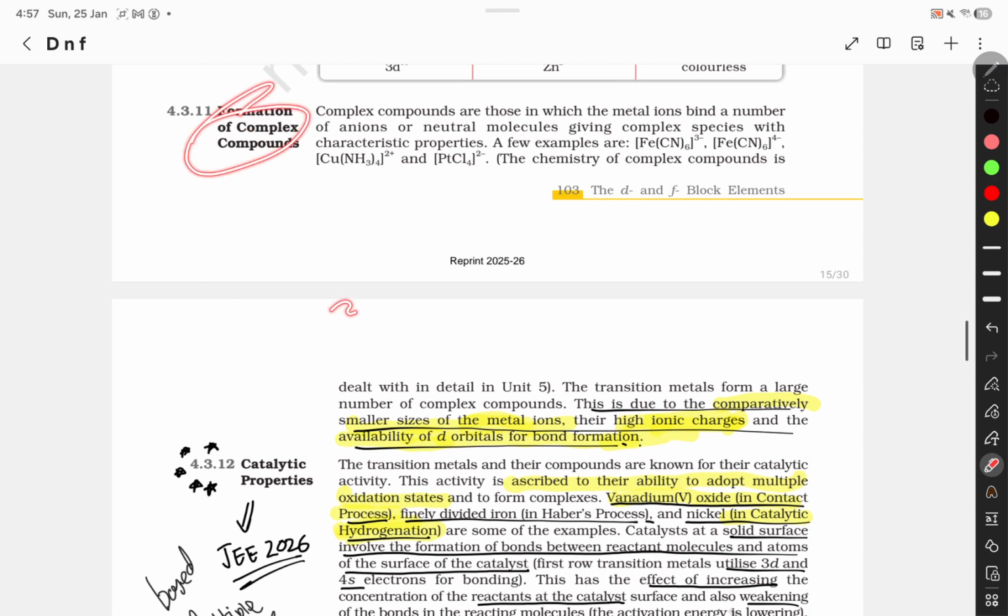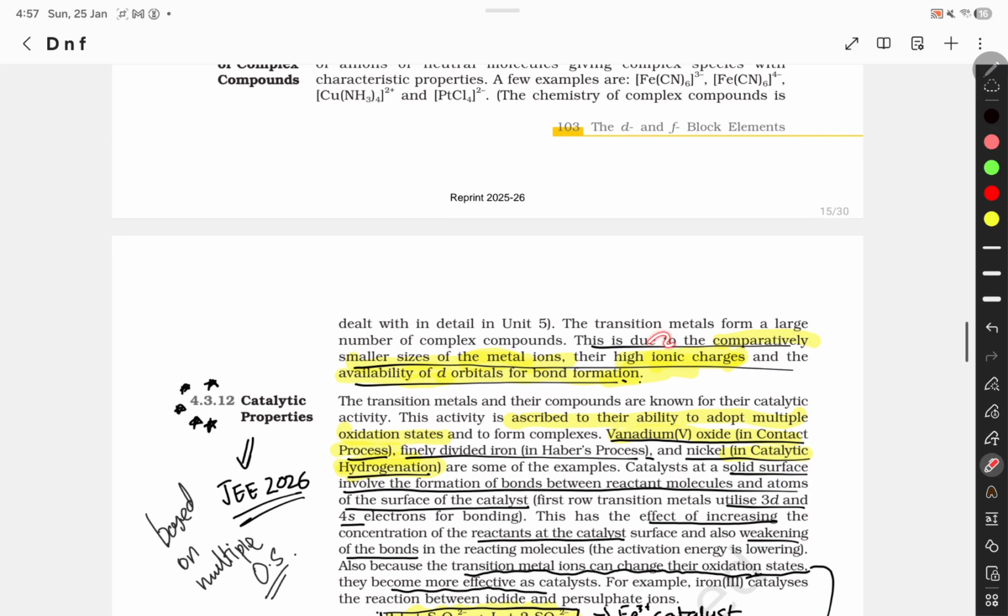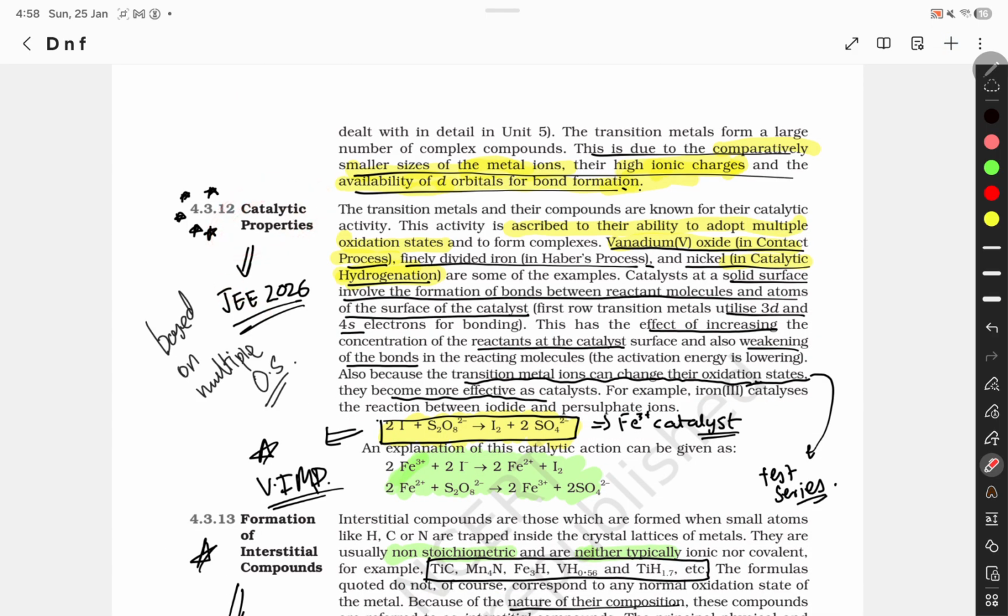Then the reasons for complex formation of these d block elements are the comparatively smaller size of metal ions, higher ionic charges, and availability of d orbitals for bond formation. D block elements also have a strong catalytic property because of their multiple oxidation states. A catalyst with a solid surface involves the formation of bonds between reactant molecules and atoms on the surface of the catalyst. So yeah, it weakens the bonds, which in turn lowers the activation energy.